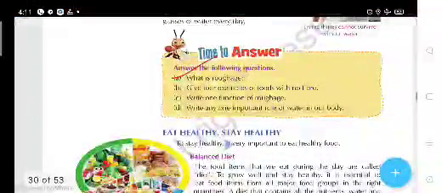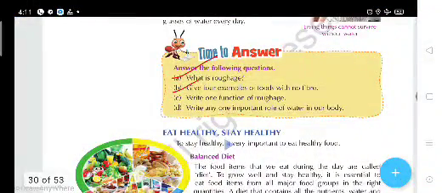Students, now again it's time to answer. What is roughage? Give 4 examples of foods with fiber. Give one function of roughage. Write any one important role of water in our body. You have to answer these questions in your science notebook, in any rough notebook. Whenever I give you any assignment or test, then you have to answer.